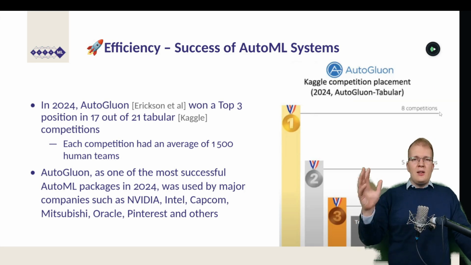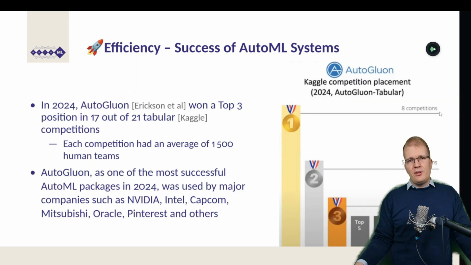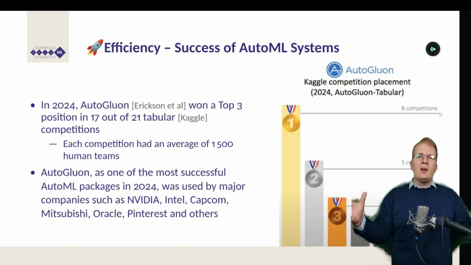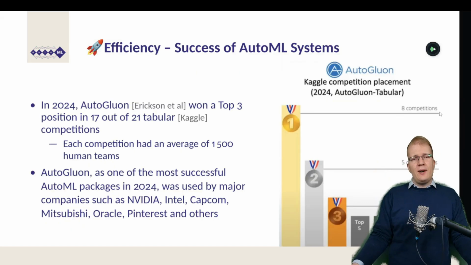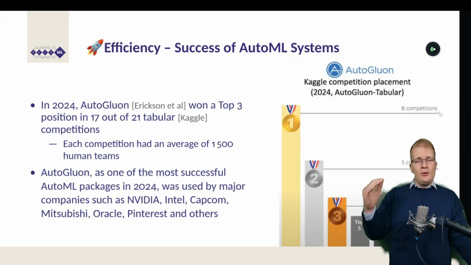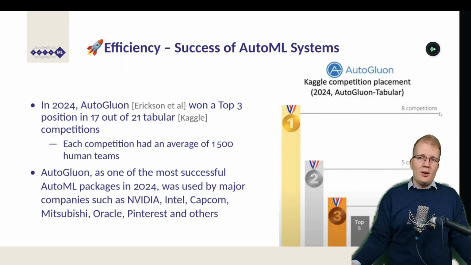Here's a glimpse of one of the success stories of automated machine learning in terms of efficiency, which I mentioned before. AutoGluon is maybe one of the most famous AutoML systems these days, and it won top 3 positions in 7 out of 21 tabular competitions on the platform Kaggle. Kaggle is one of the biggest platforms to run machine learning and data science competitions, and each of the competitions had on average 1,500 human teams involved. So an AutoML system can be in the top 3 of that, and as you can see, even won directly.